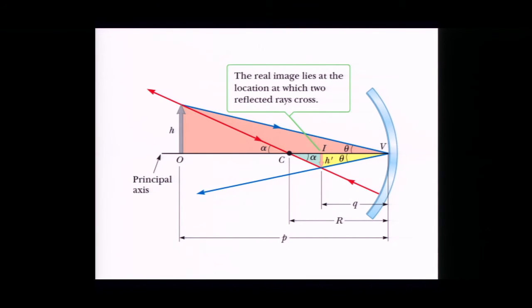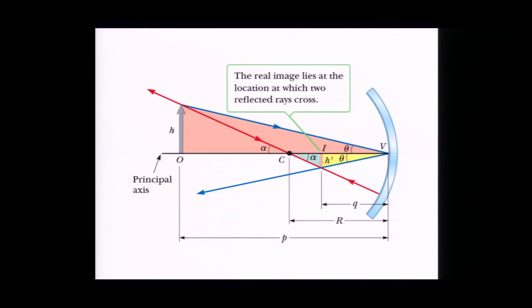Now, this is going to be a real image because I could put a piece of paper there and actually see the upside down aspect of my image. It'll be like shining it on a screen. I actually see it because the light rays really are there. Okay, the light rays really are in that spot. So that's going to be a real image. It's upside down. It's flipped over.